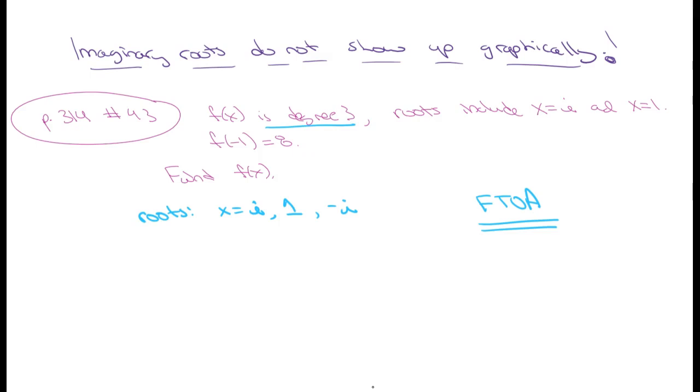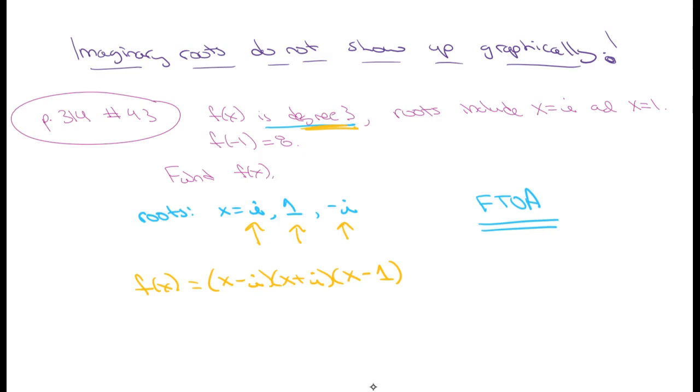What that means is, if I'm degree 3 and I've identified 3 roots here, I know for a fact there are no other roots lurking in the background. So far, I could say that f of x has to equal, let's see, here are now my factors of x minus i times x plus i times x minus 1.